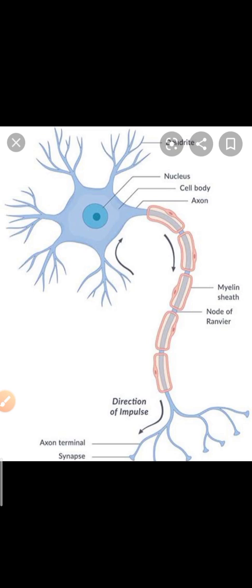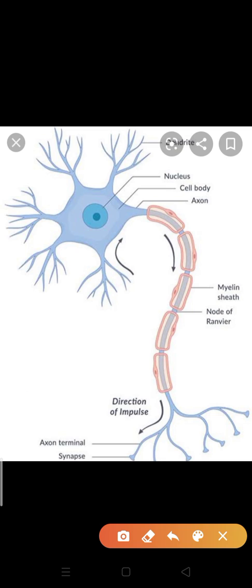The main function of a neuron is conduction of nerve impulses from one part of the body to another part of the body. As on your screen you can see the structure of a neuron. A neuron basically consists of three parts, and we will discuss these three main parts now.